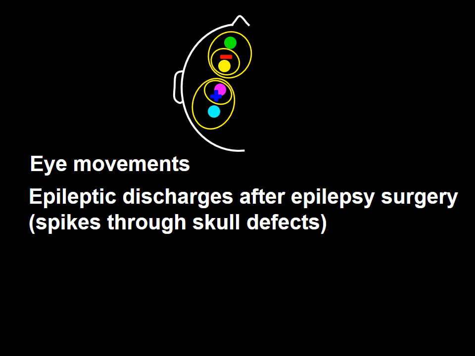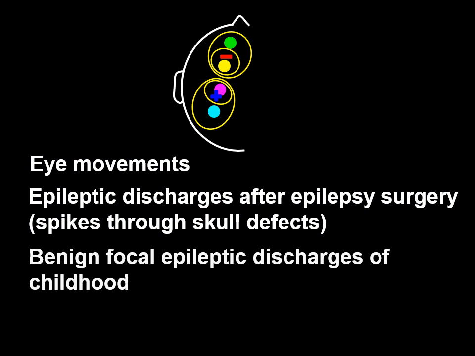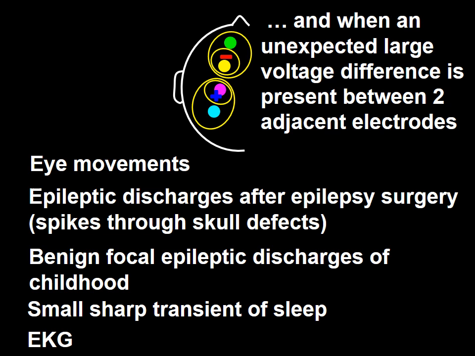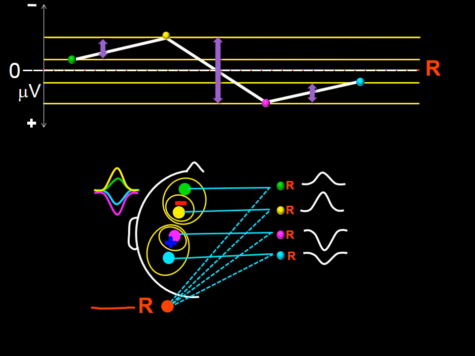A horizontal dipole should be considered when the characteristic of a pattern of waves suggests one of the following conditions: eye movements, epileptic discharge after epileptic surgery, that is spikes through skull defects, benign focal epileptic discharges of childhood, that is benign Rolandic epilepsy discharges, small sharp transients of sleep, EKG, and when an unexpected large voltage difference is present between two adjacent electrodes. I will explain the latter situation in the next few frames.